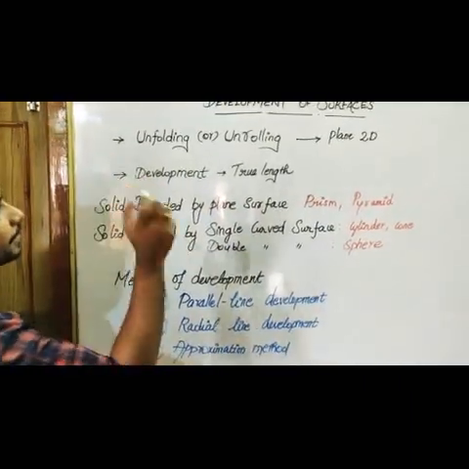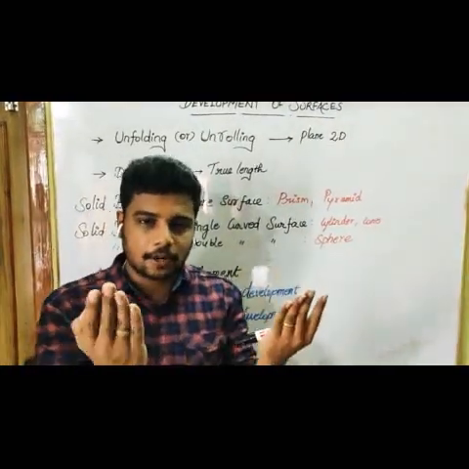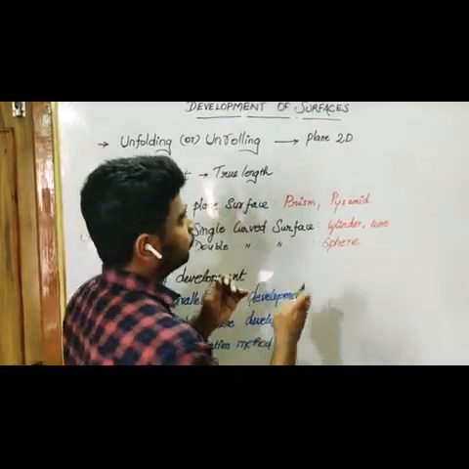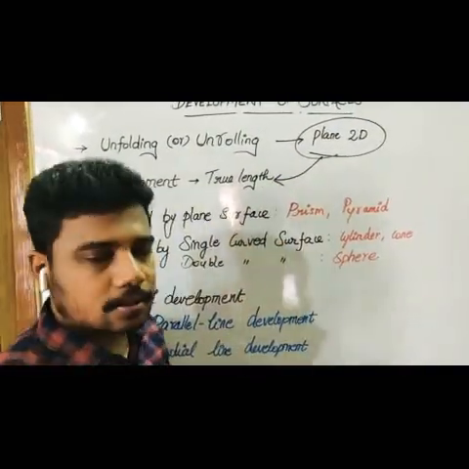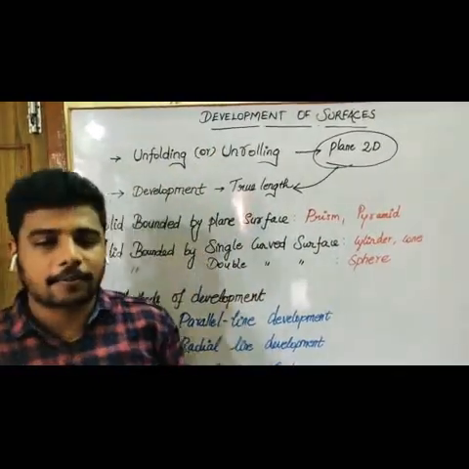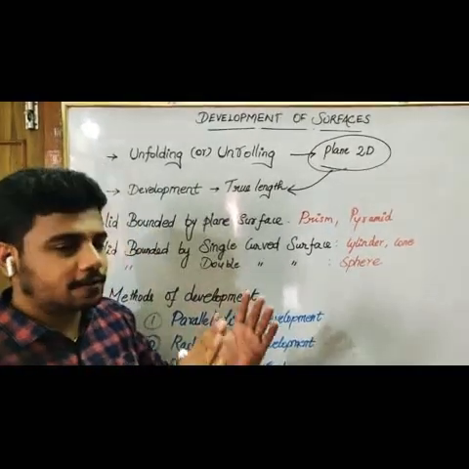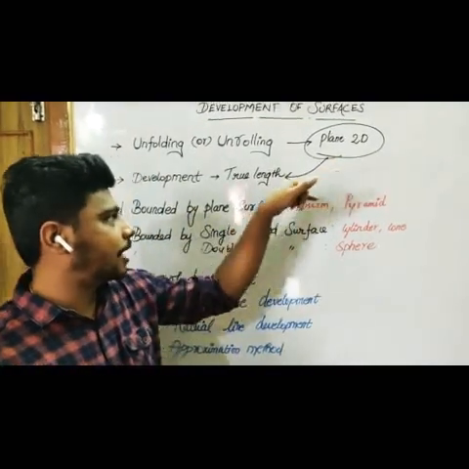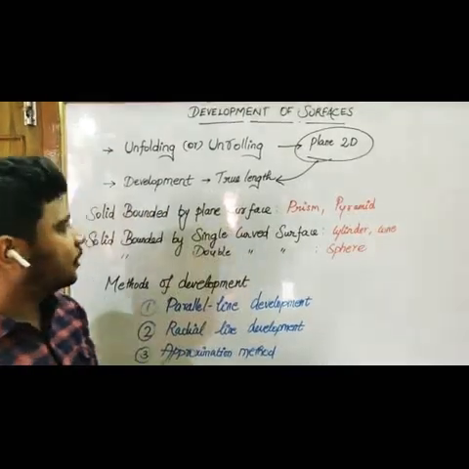So what is the main principle in development? Any development you make should be in plane 2D, and that plane 2D should always show the true length. You unfold the object to get the 2D shape, and that 2D shape should have the true length of the object. That is the main principle in development of surfaces.